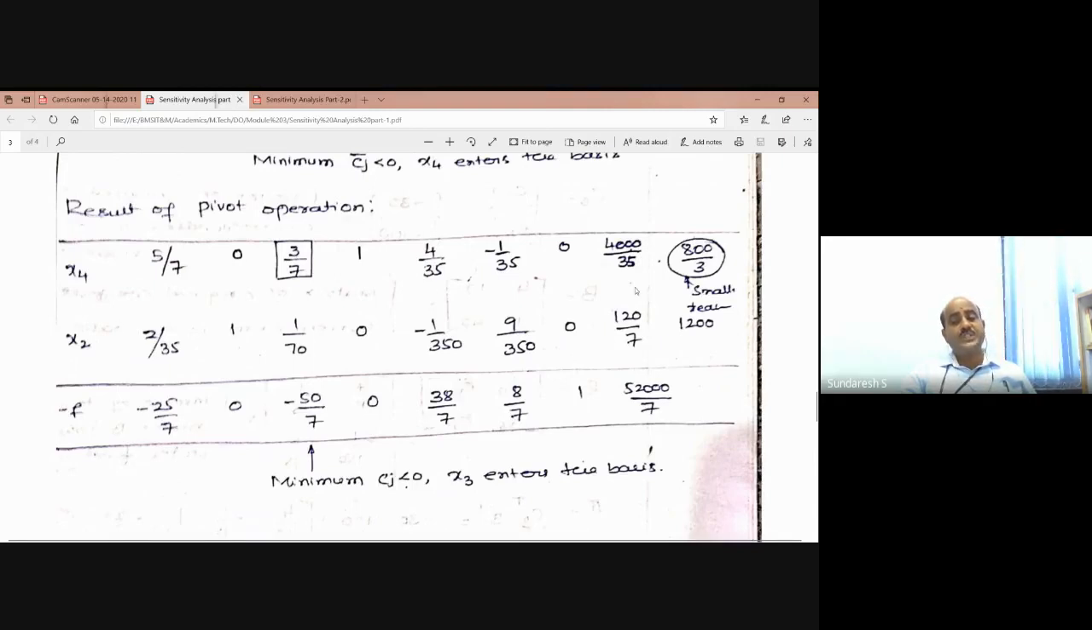Which row is going to leave will be decided by the ratio bi by ais. Here bi is 4000 divided by 35, and ais is the corresponding pivot column element, 3 by 7. So 4000 divided by 35, divided by 3 by 7, you are going to get 800 by 3. Similarly, the second is 120 by 7 divided by the corresponding value of 1 by 7.